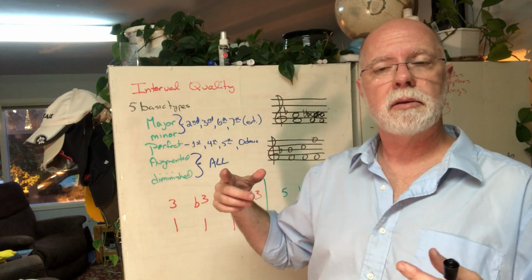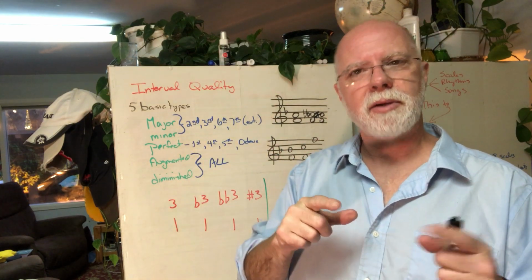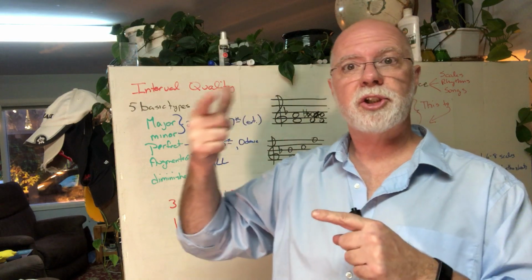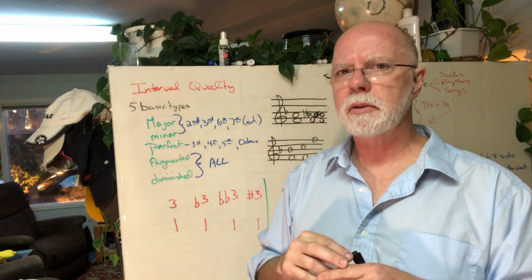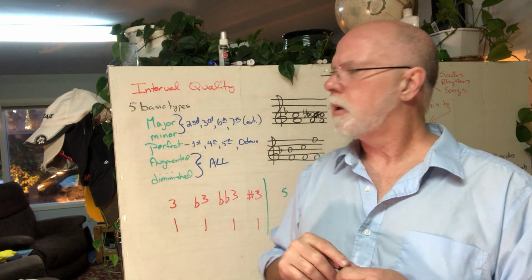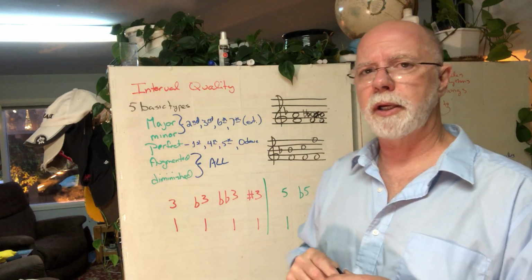So F to D, okay, that's a major sixth. F to D flat, it's a minor sixth, okay? F to D sharp is an augmented sixth, okay? Understanding here? Okay, getting it? All right, what about the fourth and the fifth and the first and then the octave, okay?